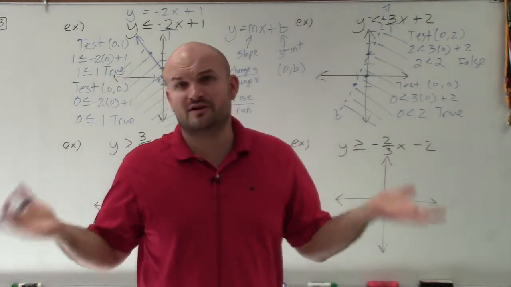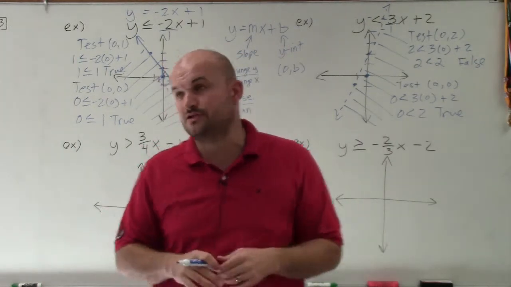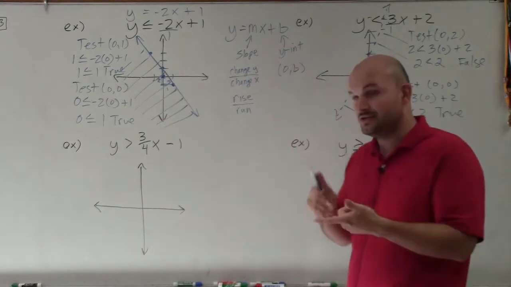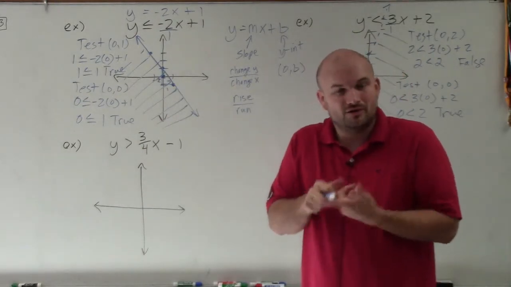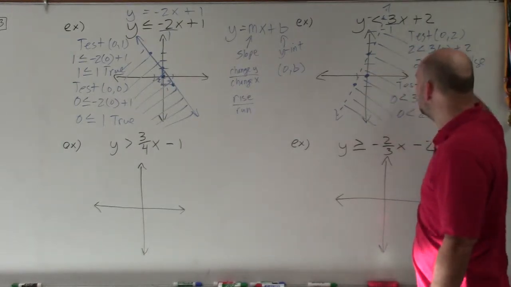Now, using test points is very helpful, but it's not the only way, or not always the most efficient way to do this. I like using test points to, one, check my answer, and to see why it makes sense. Because you don't have to choose 0, 0. You could choose any point below here, and it'd make it true.